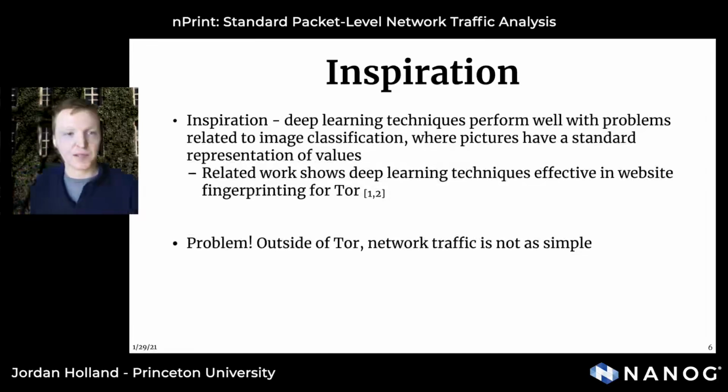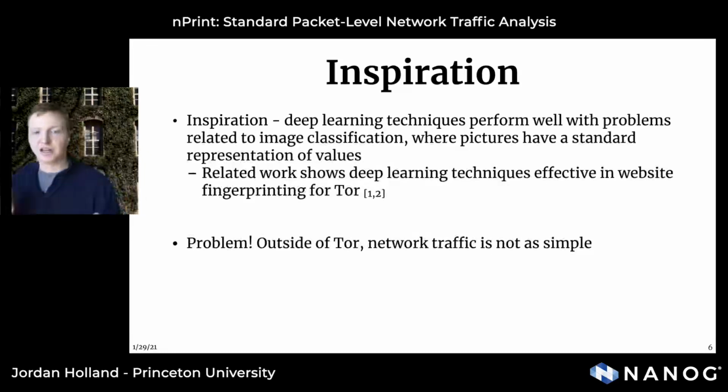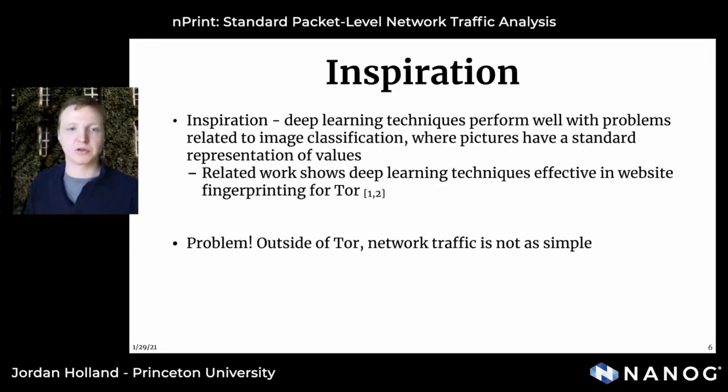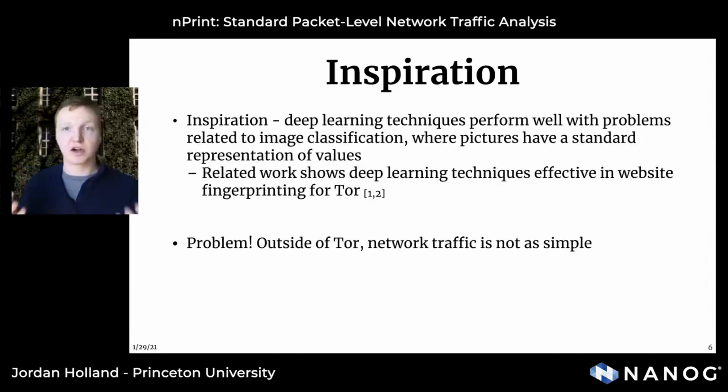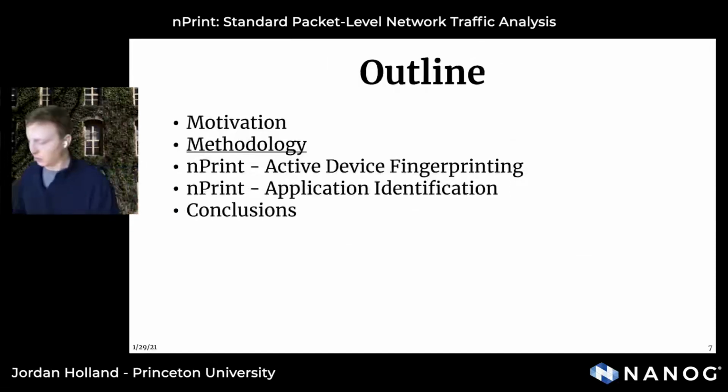And then related work shows that deep learning techniques have been super effective in website fingerprinting for Tor. And this is the idea, right, that we can fingerprint the website someone is going to by just looking at the directions of the traffic, because in Tor, right, we have cells and everything is the same size, and essentially what we're left with is direction. Unfortunately, when we move outside of Tor, applying machine learning techniques in an easy, rapid, standard way to network traffic that isn't all the same size and the same protocol, and essentially these cells, is not nearly as simple, right? So we have some inspiration.